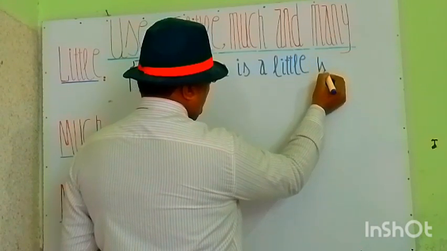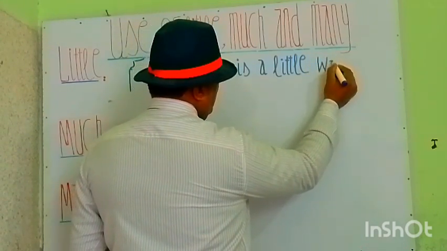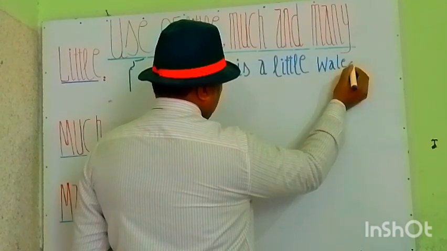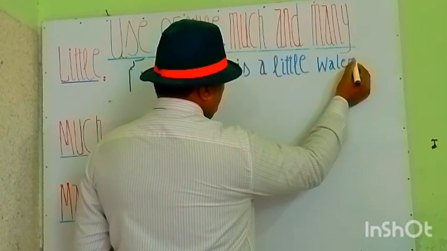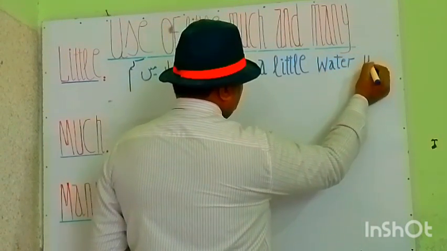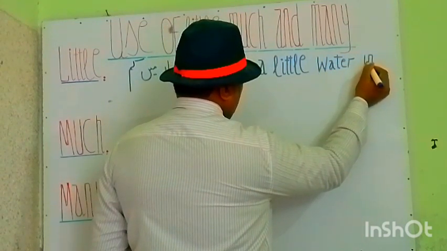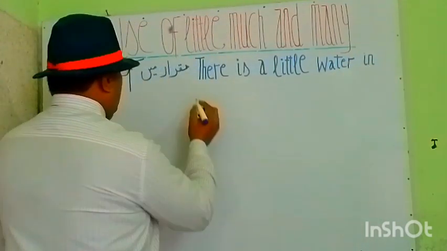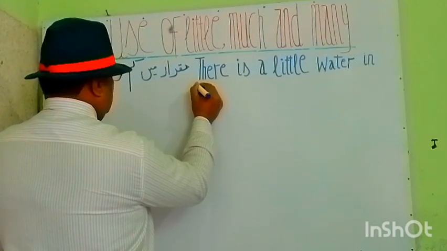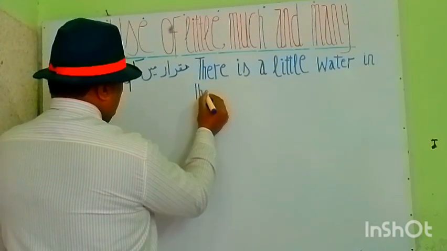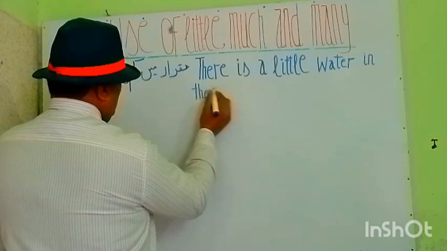We add here water, make a fraction. There is a little water in the jug. So here see this statement. There is a little water in the jug. जग में थोड़ा सा पानी है.